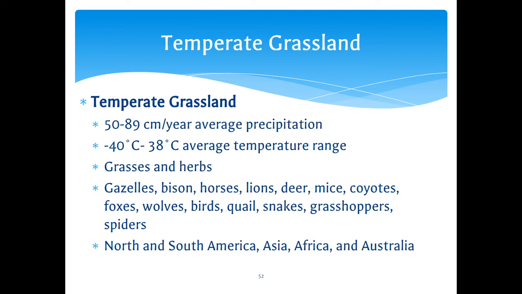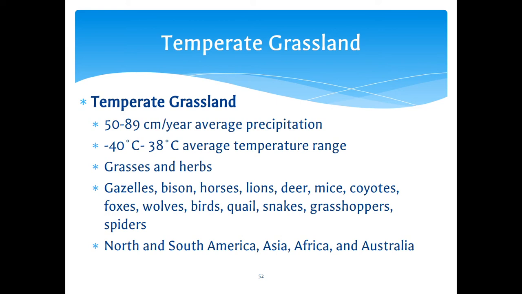Temperate grassland. This is also what we have, 50 to 89 centimeters a year precipitation. That includes rain, snow, all sorts of things. Negative 40 degrees Celsius to 38. So now we're getting up in the 90-degree range there. Grasses and herbs, gazelles, we don't have any of those, bisons, horses, lions, deer, mice, and coyotes, foxes, wolves, birds, quails, snakes, grasshoppers, and spiders.